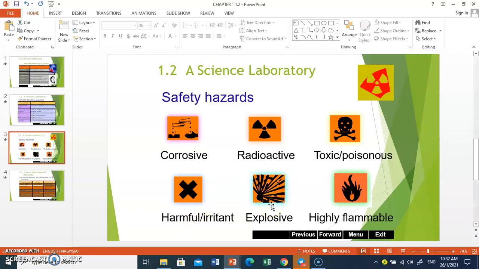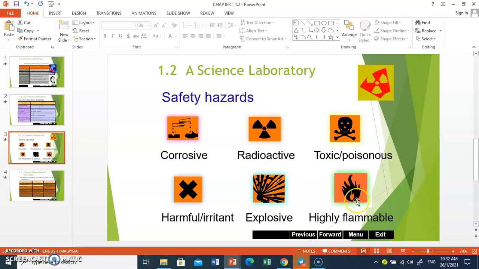Next one, number 5. This is the explosive symbol. So the chemical is explosive. Use this chemical according to the instructions carefully. Examples for the chemicals which are explosive are hydrogen gas and butane gas.